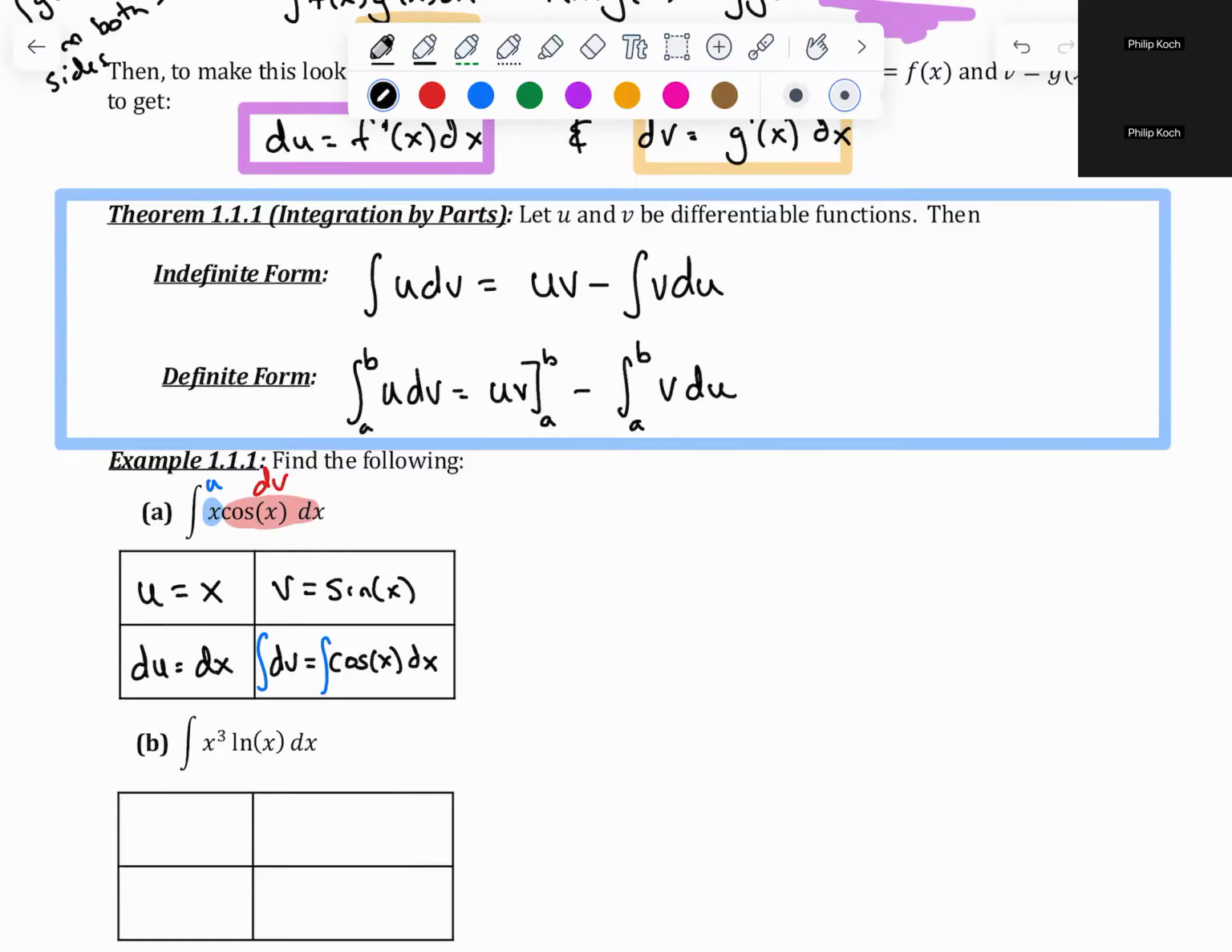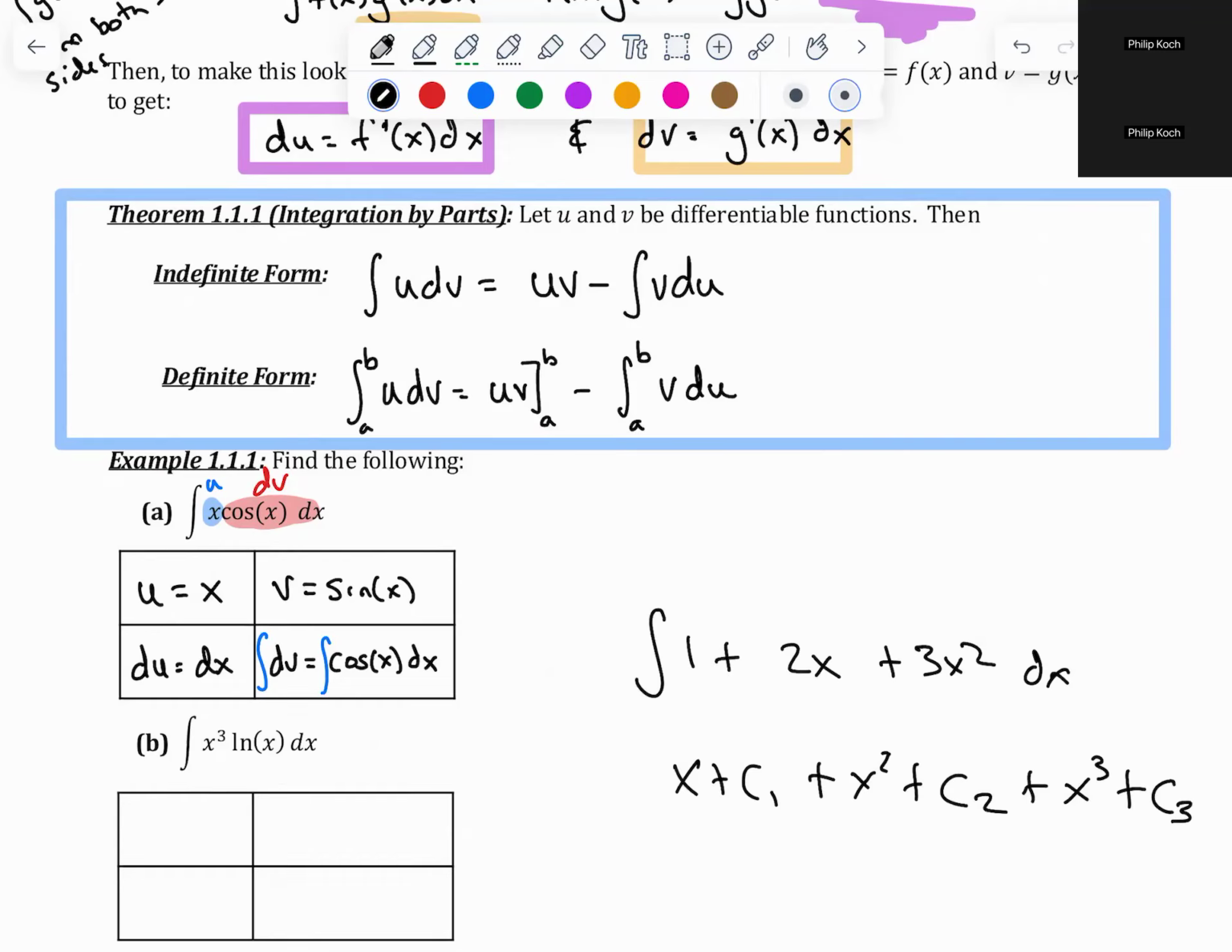Like we could write it plus C1, and then once we actually find the antiderivative, we'd add another constant, but we can just combine those two constants into a global constant. It's the same situation as when you have the integral of 1 plus 2x plus 3x squared dx. Yes, you could write x plus c sub 1 plus x squared plus c sub 2 plus x cubed plus c sub 3, but why write three different constants? You can just combine them as one constant. So that's the idea. Great question.